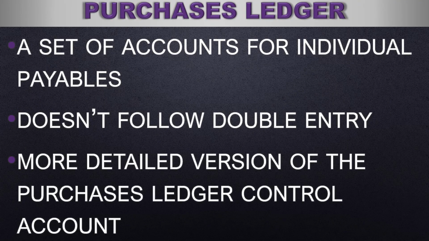Now let's discuss the purchase ledger, also known as the subsidiary purchase ledger. It is a set of accounts for individual payables and the transactions involving that payable. It's worth remembering that the purchase ledger doesn't follow the double entry system. It is essentially just a more detailed version of the purchase ledger control account for each individual payable.